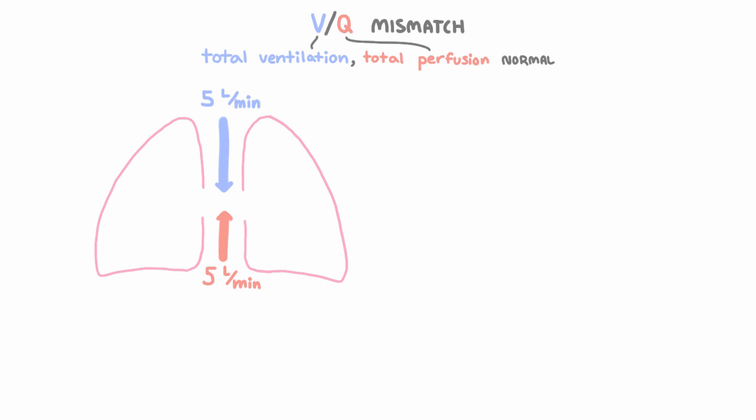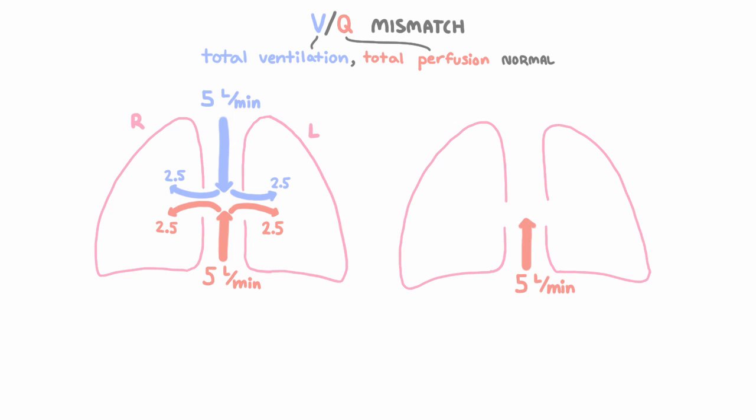So as a simple example, let's say you have 5 liters per minute of cardiac output and 5 liters per minute of ventilation of the lungs, and these are relatively normal numbers. If 2.5 liters per minute of the blood goes to the right lung and 2.5 to the left, and 2.5 liters per minute of gas goes to the right lung and 2.5 to the left, then that's great. It's matched up appropriately. There's no VQ mismatch. But if, as a very extreme example, 4 liters per minute of blood goes to the right and 1 liter per minute to the left, while only 1 liter per minute of gas goes to the right and 4 liters per minute goes to the left, then there's going to be VQ mismatch.